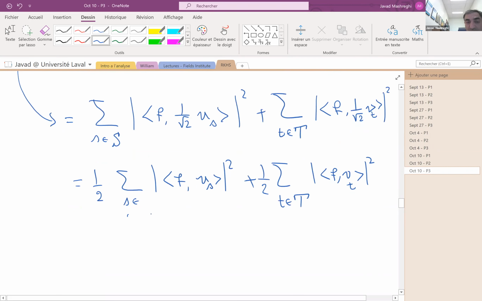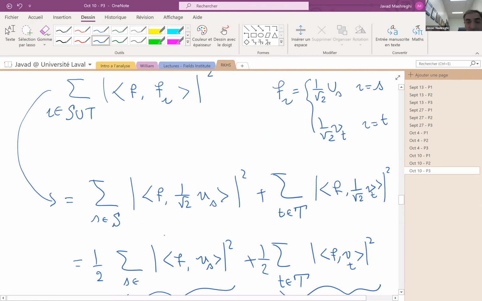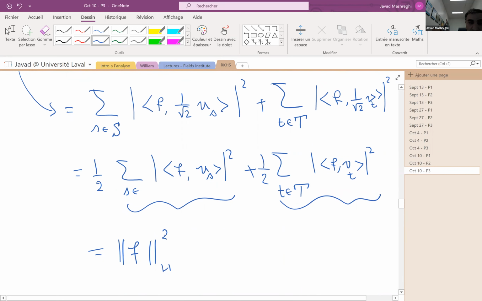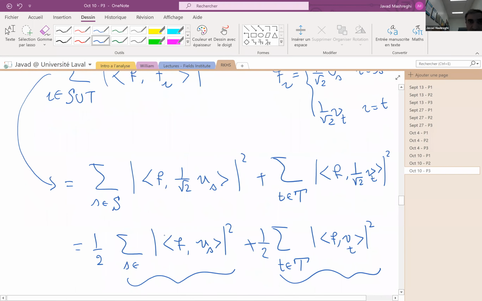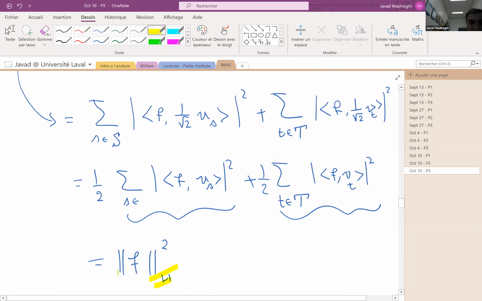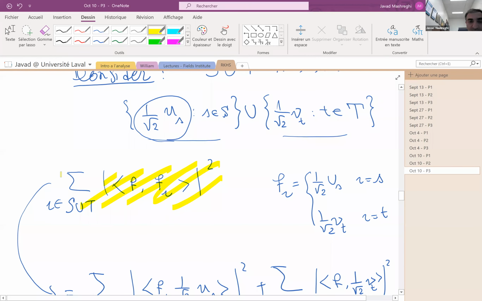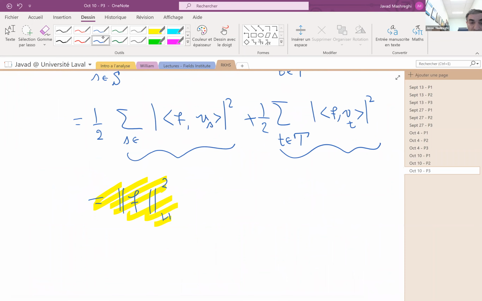And we know that each one of these is equal to the norm of F squared. So I obtain the norm of F squared in H, because each of them is an orthonormal basis. So from the beginning to the end, I have this equal to this. Therefore, I have a Parseval frame.